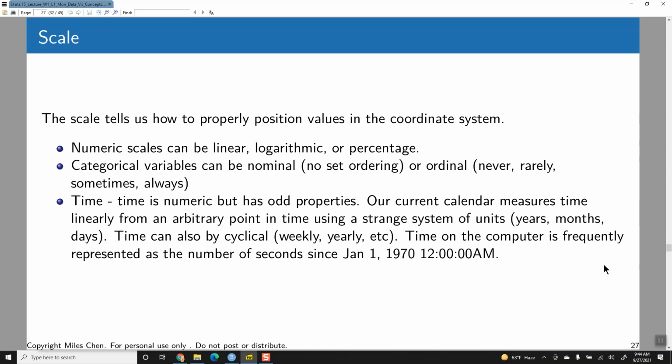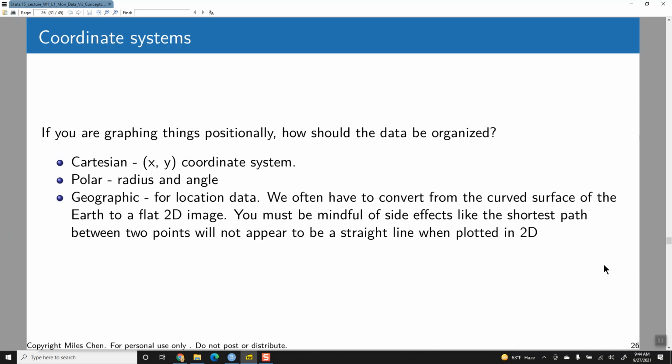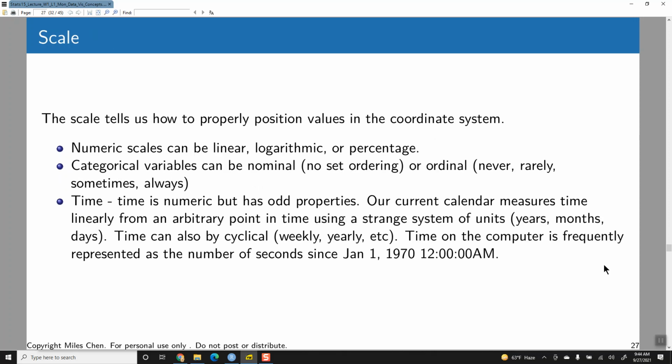The scales, okay, is basically, how do we position these things, right? Once you have a coordinate system, so if we're working in the Cartesian coordinate system, probably your most common thing, you could place things linearly, logarithmically, or as percentages. Linear basically just means the distance between 1 and 2 is the same distance between 1,001 and 1,002, and 1,000,001 and 1,000,002. The distance between those two points is going to be the same everywhere.